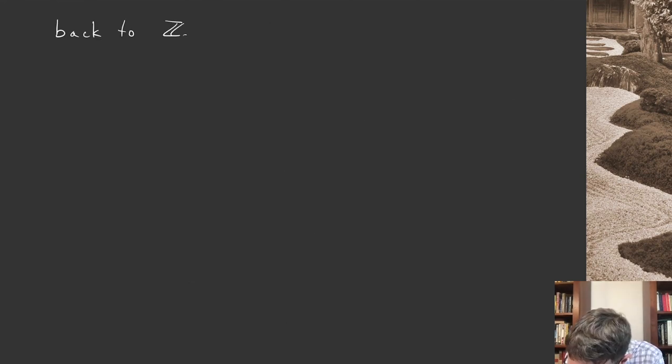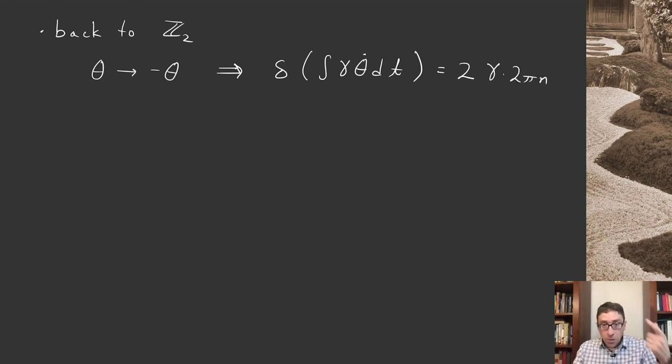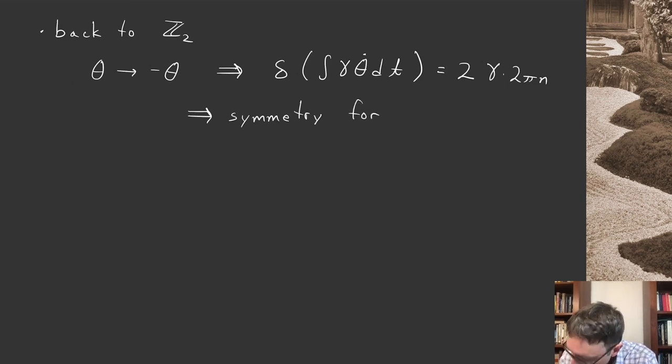Is it there or isn't it there? Back to Z2. So I want to send theta to minus theta. What does this imply about the shift of that problematic gamma theta dot dt term? Well, it's just going to be 2, because I'm going from theta to minus theta, so I pick up a factor of 2 times gamma times 2 pi n when I do this integral, knowing that it's a total derivative and theta has to be periodic as I go around the circle. So in order for this to be a pure phase, in order for the Z2 to be a symmetry, I find I have a symmetry for two cases, gamma an integer or gamma a half integer.